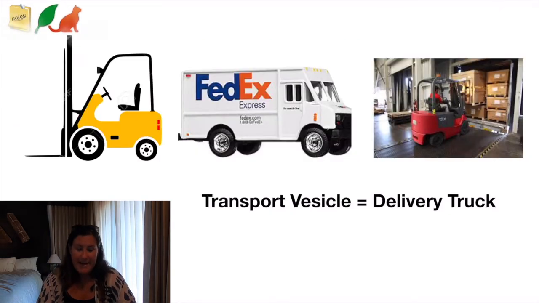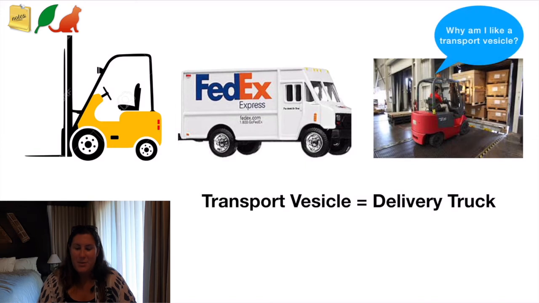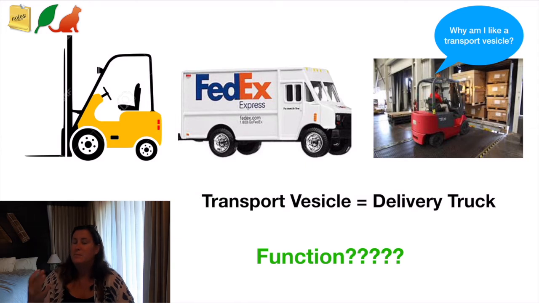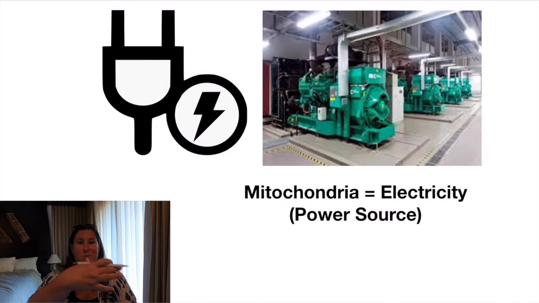The next one is transport vesicles. They're very similar to the delivery trucks or some sort of transportation inside the factory, like a forklift. So why might a transport vesicle be like a delivery truck? What is it about their function that makes them similar? So they both get things where they need to go. They both transport material.